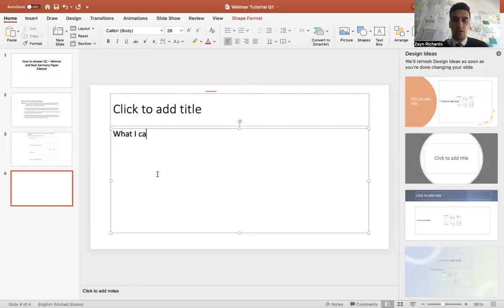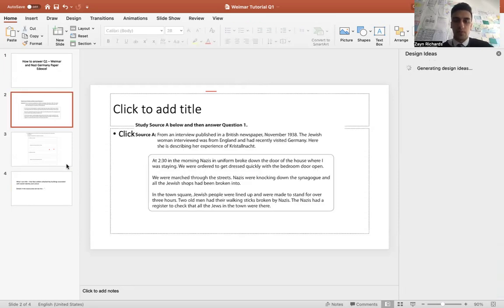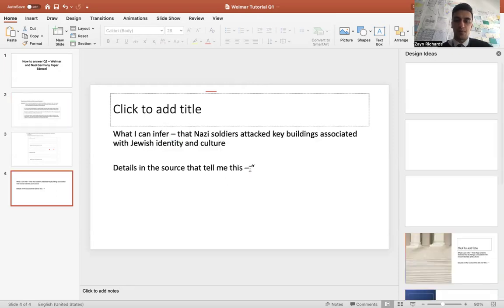Where it says what I can infer, I would talk about the fact that Nazi soldiers attacked key buildings associated with Jewish identity and culture. Then where it says details in the source that tell me this, my quote would be where it talks about Nazis were knocking down the synagogue and all the Jewish shops.